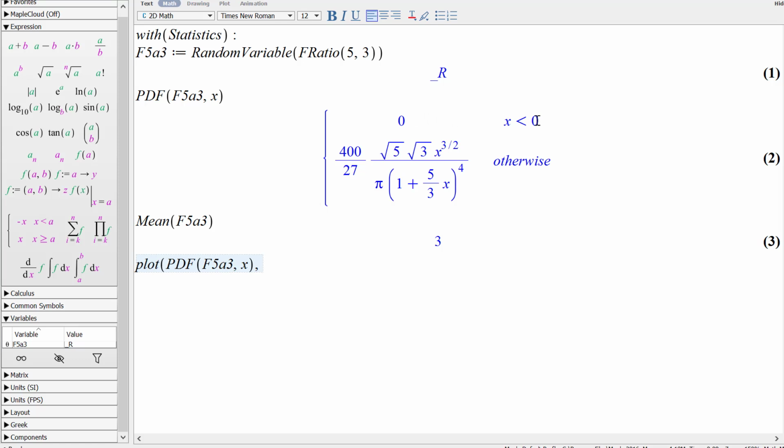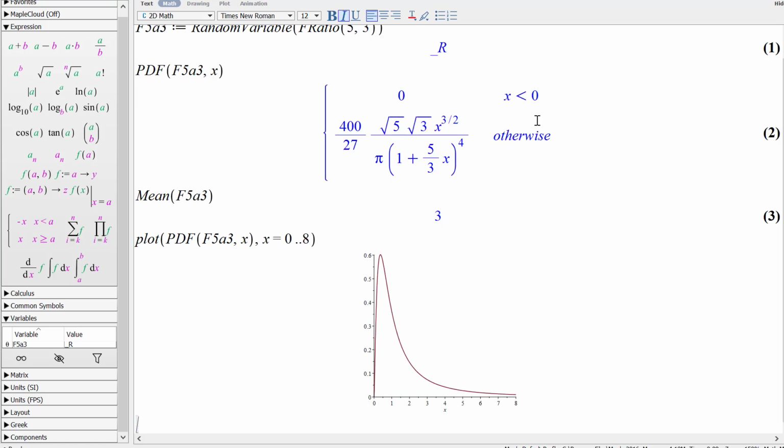We can see that up here as well. So let's go from 0. The expected value is 3, so let's go a little bit beyond that. Let's go to 8. And that's the F distribution. It looks sort of like the chi-square. So a nice exercise might be to plot this F distribution together with the chi-square with 3 degrees of freedom, because that also has the expected value of 3, and then you can see the differences between the F and the chi-square.